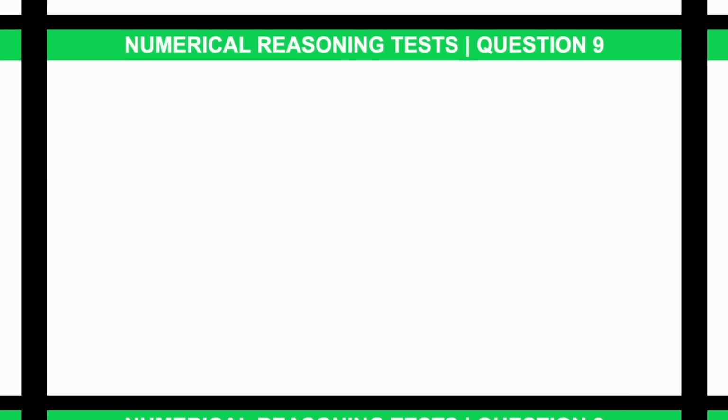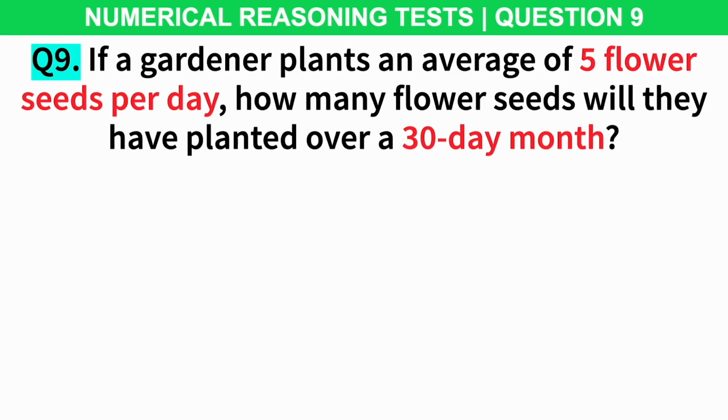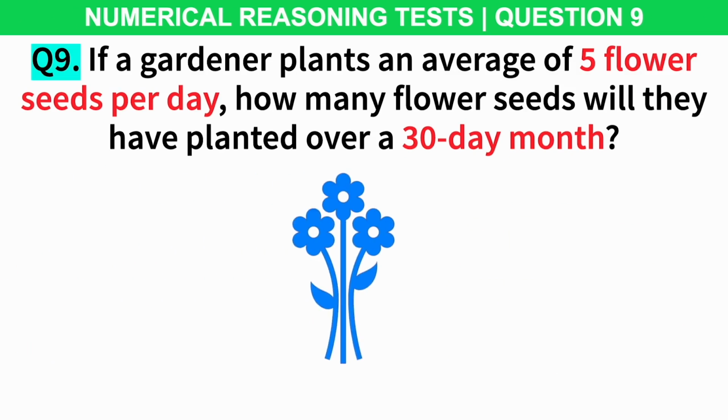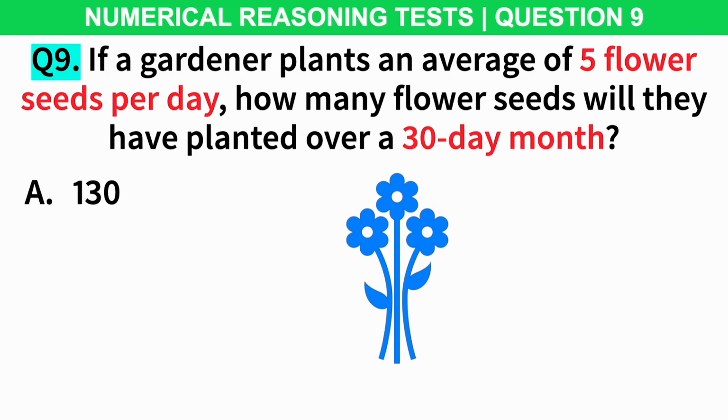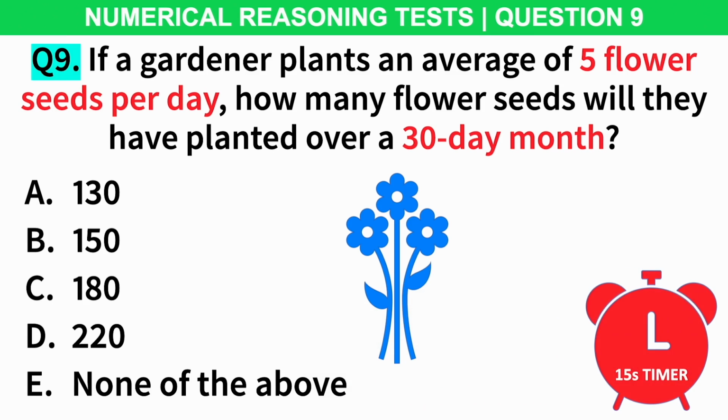Okay, here's another question for you to try. Question number 9 is this. If a gardener plants an average of 5 flower seeds per day, how many flower seeds will they have planted over a 30-day month? Is the answer option A, 130, B, 150, C, 180, D, 220, or E, none of the above? You have 15 seconds, starting now.